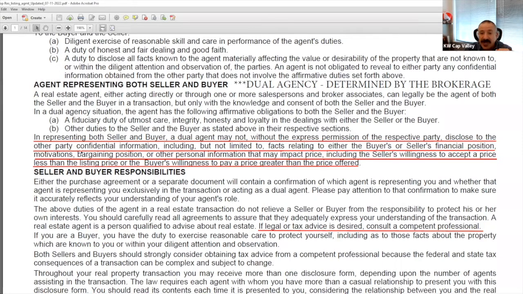That includes facts related to either the buyer's or seller's financial position, what's motivating them to do the sale, their bargaining position, or any other personal information that can impact the price, including the seller's willingness to accept a price that is less than the list price, or the buyer's willingness to pay a price that is greater than the list price. You really have to be on your game and make sure you don't disclose any of this confidential information to the other side, because that could put you in violation of the civil code, because you violated the rules that you have to follow in a dual agency situation.